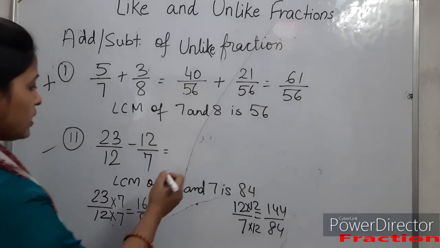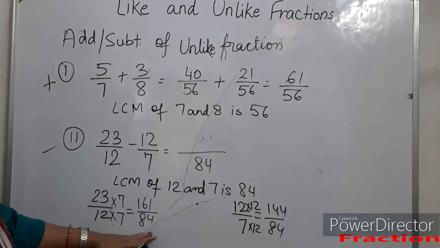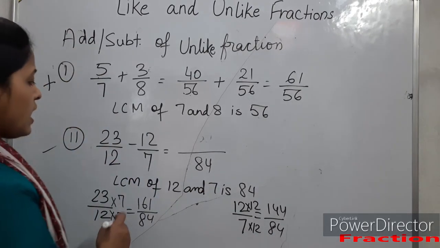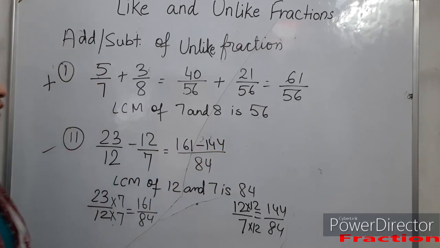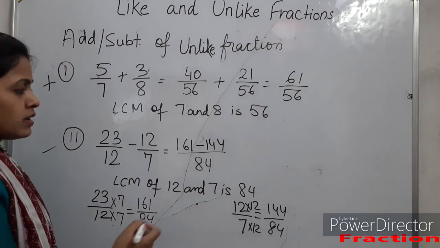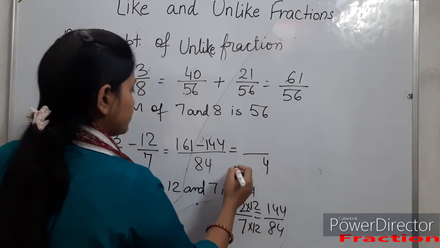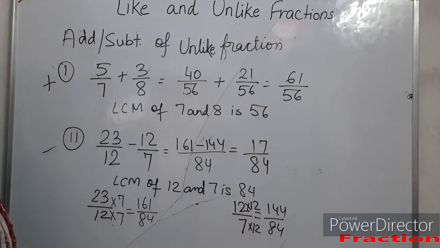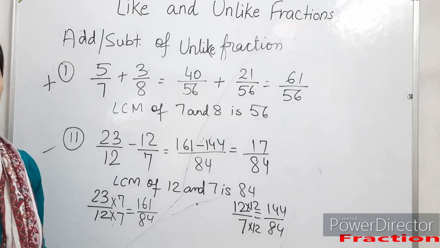Now what we will do is write the denominator just one time, because the denominators are the same, since we have converted them into like fractions. And now we will write 161 minus 144. Okay, now we can do the subtraction part, and the answer is 17 by 84. This way we can do the addition and subtraction of unlike fractions as well.